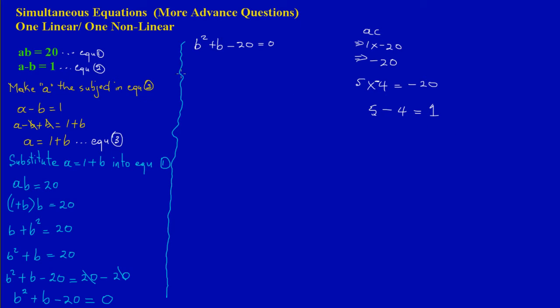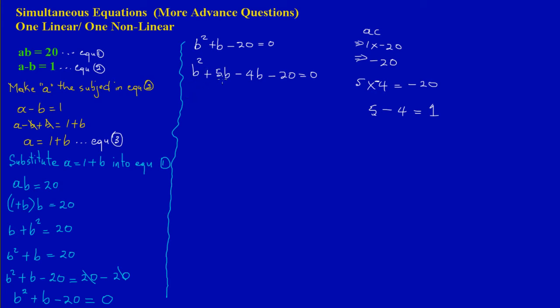Okay, good. Now I can just use my factors to expand this. So I will have b squared, and then I'll remove this b here and replace it with plus 5b minus 4b minus 20, and that is equal to 0. Now I can go ahead and factorize by grouping.